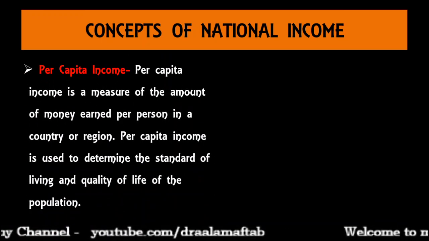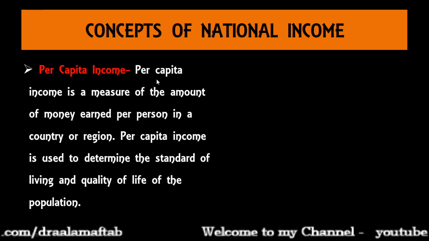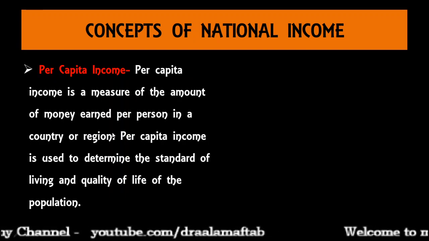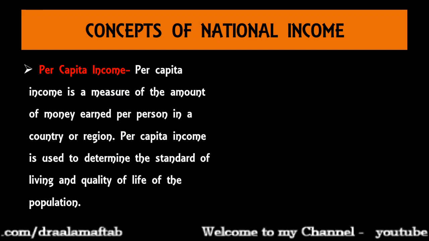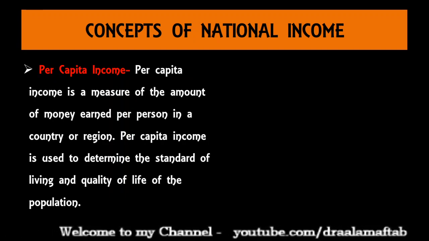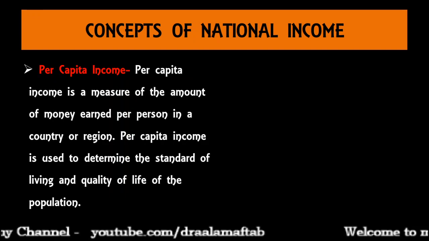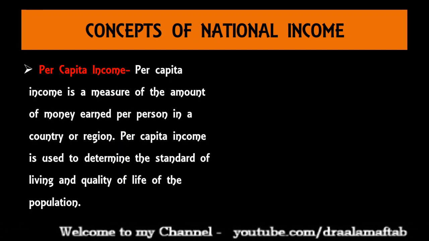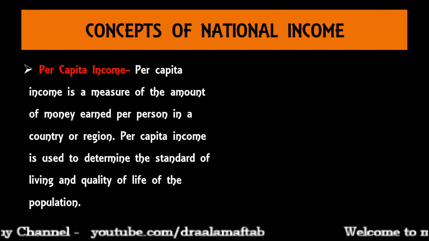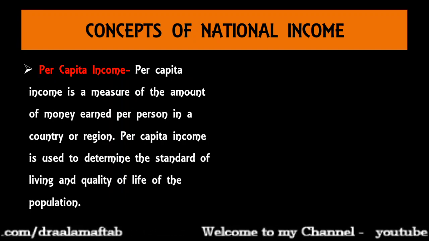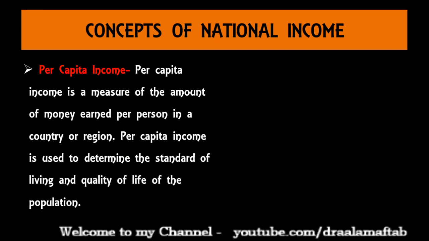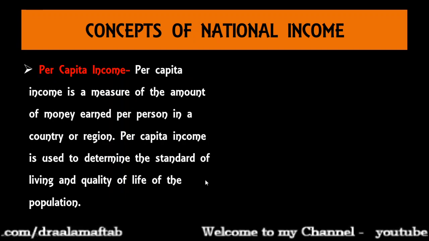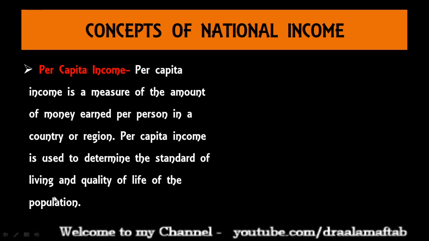Now moving on to the next concept, that is per capita income. Per capita income is a measure of the amount of money earned per person in a country or in a region. You can calculate for a country, for a state, or for a district also. So per capita income is calculated to determine the standard of living and quality of life of the population of a country, of a state, of a region, or of a city. So you need to calculate per capita income for these two reasons, for a standard of living and for quality of life of the population.